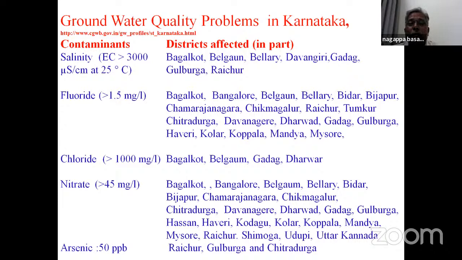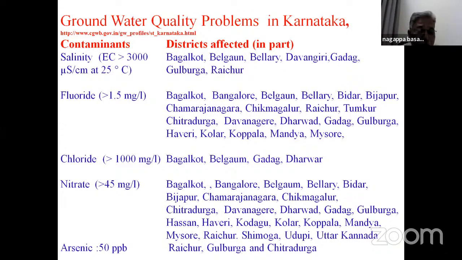Bangalore, Belgaum, Bellary, Davangere, Gadag, Gulbarga, Raichur. Salinity is very high. Fluoride is more than 1.5 milligram per liter in Bangalore. So many districts, almost all the districts, we are getting fluoride. Because of excess fluoride, if you consume it for years together, fluorosis, dental fluorosis, skeletal fluorosis, you can see in Karnataka also. Chloride content in Bagalkot, Belgaum, Gadag, Dharwad is more than 1000 milligram per liter.